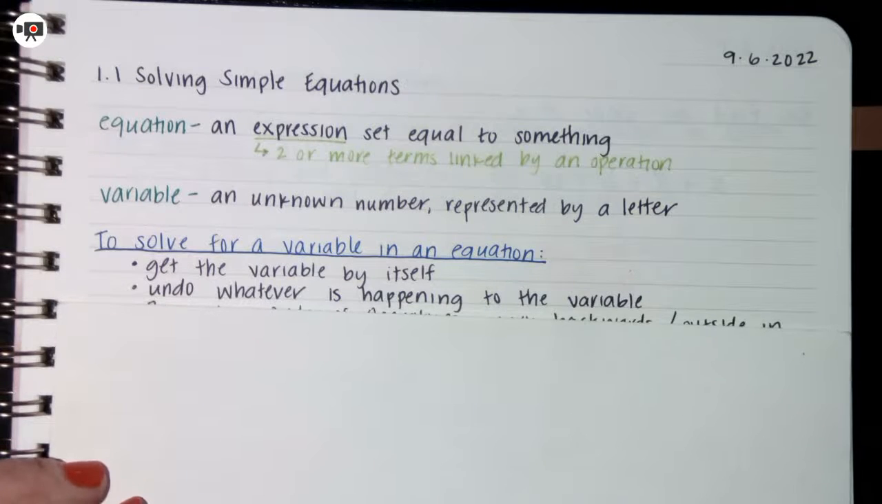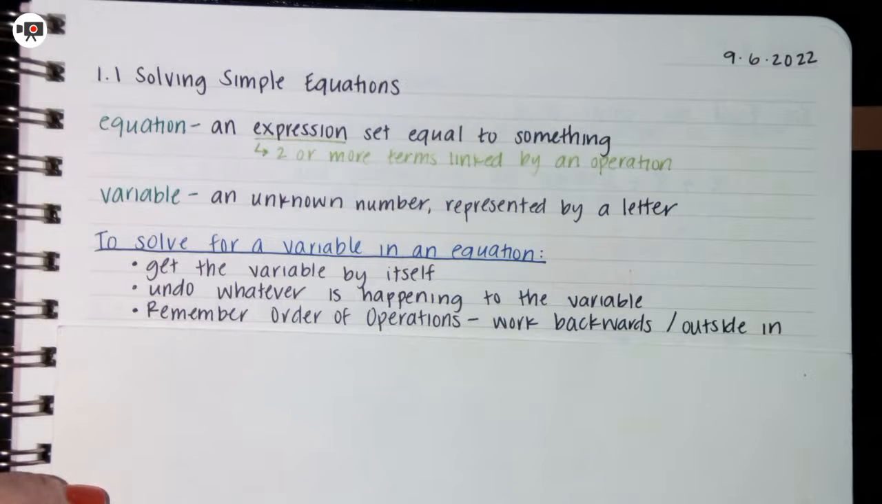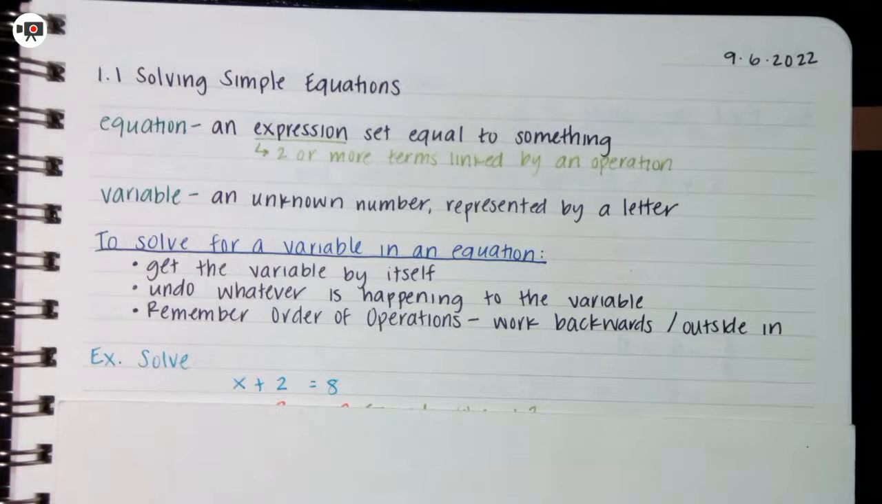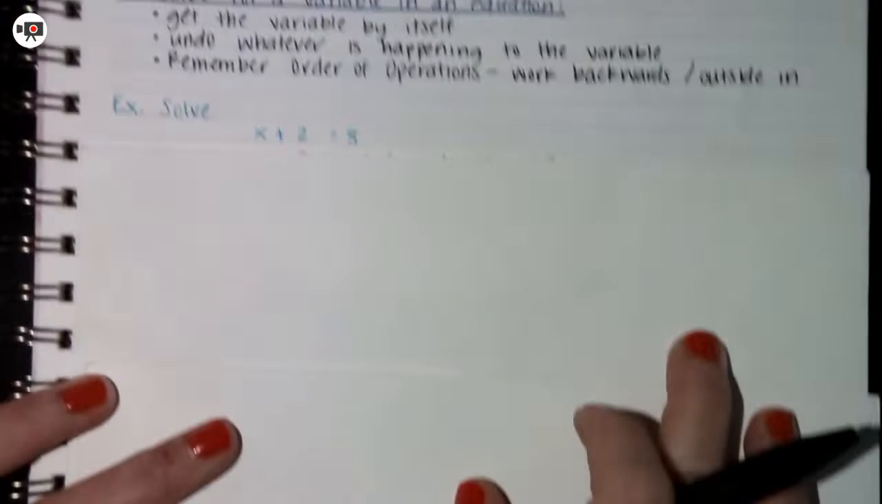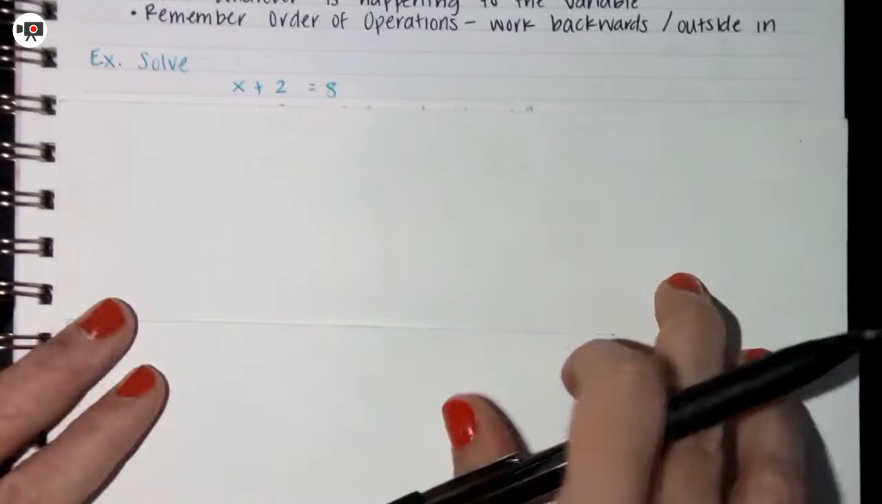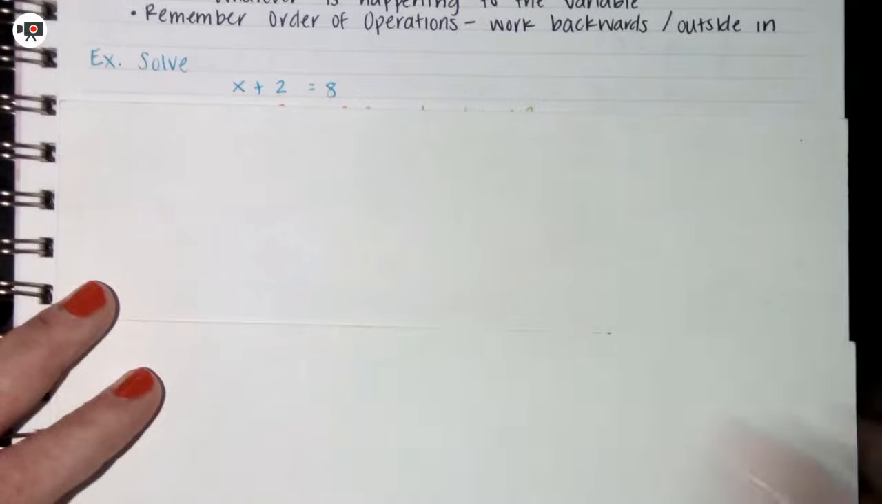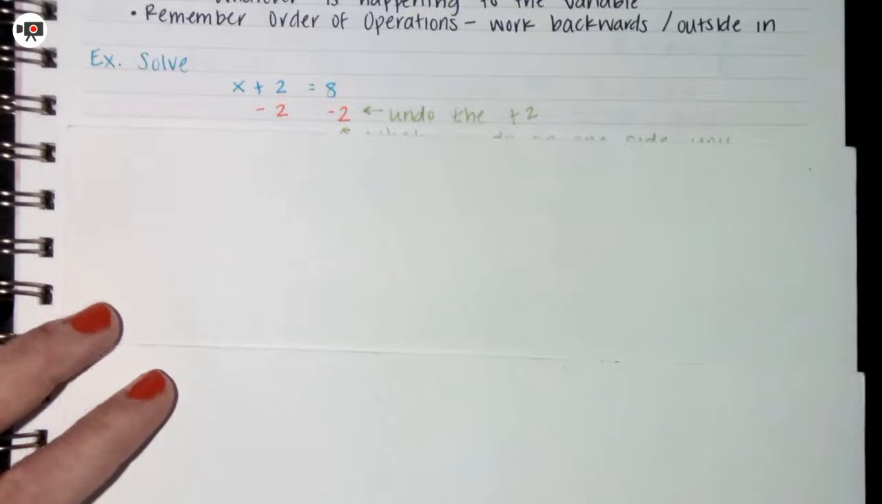To do that, we're going to undo whatever is happening to the variable, and we need to remember the order of operations. We're going to work backwards, or it looks like from the outside in. So we're going to solve x plus 2 equals 8. You might be able to do this in your head and say, well, I know what plus 2 equals 8, but we're going to show our work.